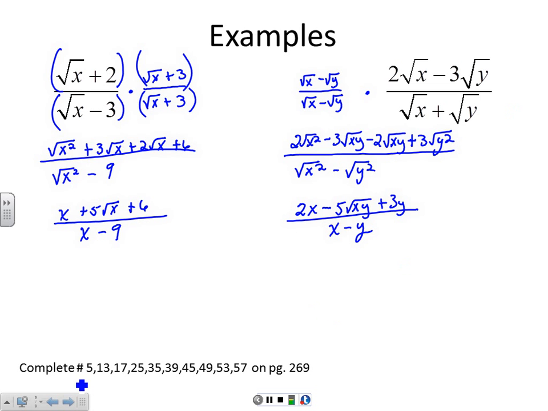So I want you to try these problems on page 269. If you have any questions, bring them into class.